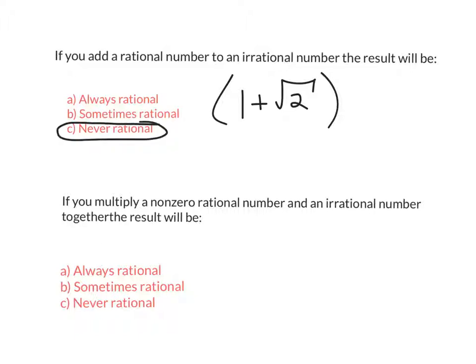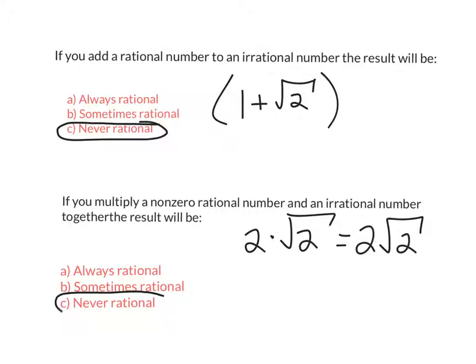So the answer would be C, never rational. And so let's think about multiplying. If we take a rational number and multiply it by an irrational number, the result, in this case, for this example, would just be 2 radical 2, 2 square root of 2. There's nothing else we can do there. Again, since the square root of 2 is irrational to begin with, if we have 2 times as many square roots of 2, that'll still always produce an irrational number. So the answer to this is never rational again.